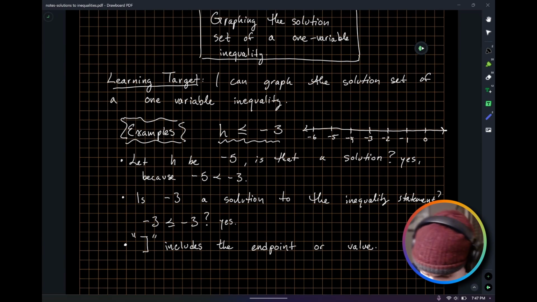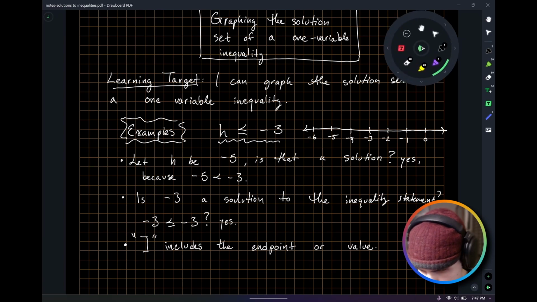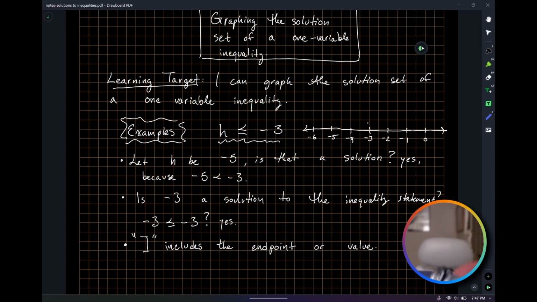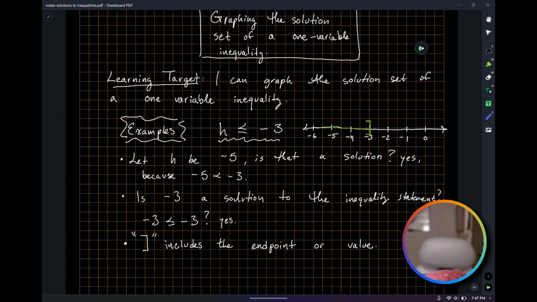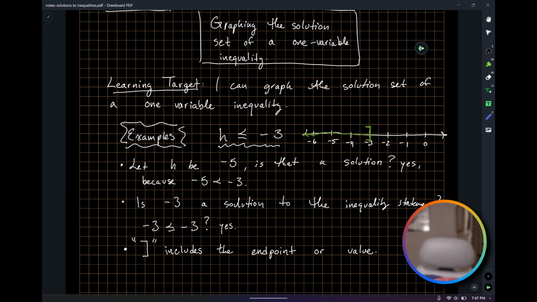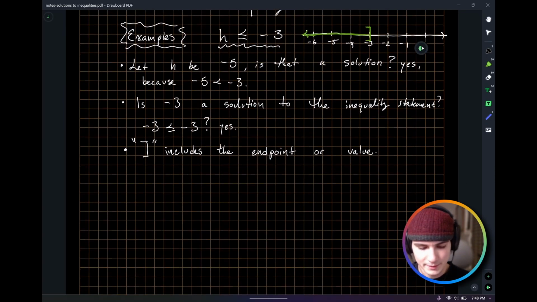So let me pick out a different color pen. I think that would be helpful. And then it will say, okay, our solution set, if we were to graph it on this number line, is going to include that -3. So I create this beefy bracket here. And then all the values to the left on the number line are part of the solution set. Cool. So that's one example of graphing a one variable inequality.